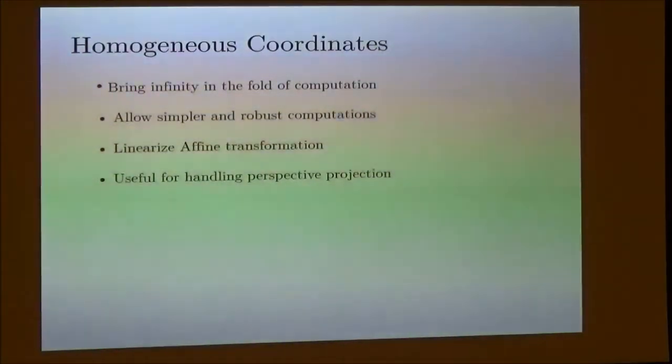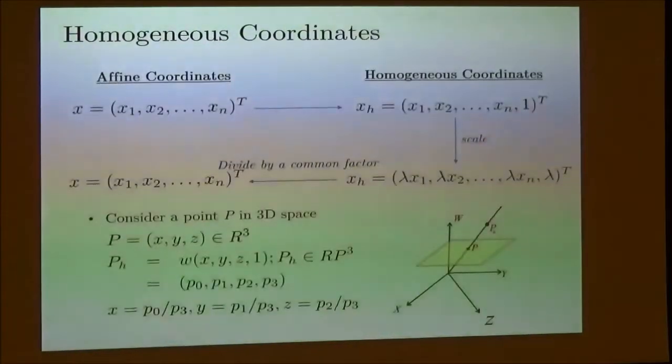You can linearize affine transformation. We have already seen that. So a 3 by 3 matrix plus 3 by 1 translation vector can be put together in one single 4 by 4 homogeneous matrix, and we can linearize affine transformation. And we need that for perspective projection, something that graphics deals with a lot.